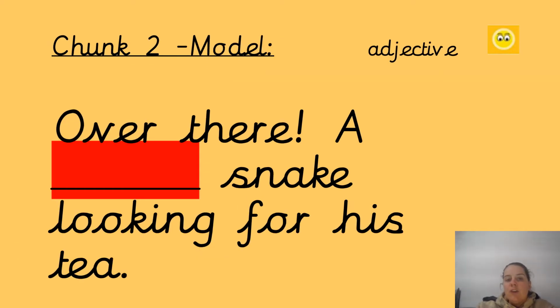So here on chunk 2, we are going to add an adjective where the red is. So over there, something snake looking for his tea. So now you're going to add an adjective, okay?